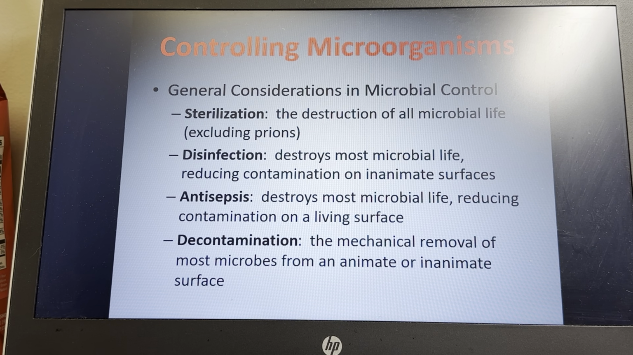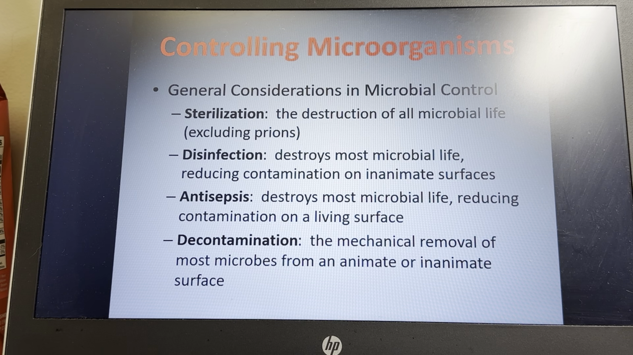Antisepsis is doing the same thing as disinfection, but you're doing it on living tissue. So think of doing like an alcohol wipe before you give an injection. Okay, that would be an example of antisepsis. And you have to use chemicals that are less powerful because you're dealing with living tissue as opposed to an inanimate surface.